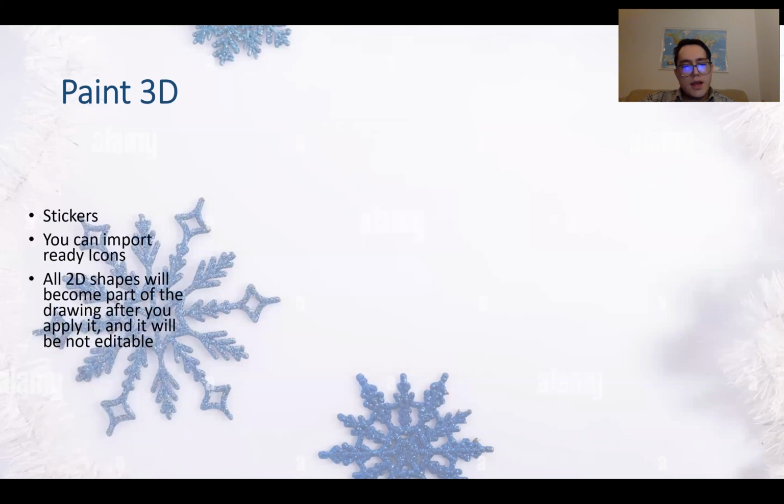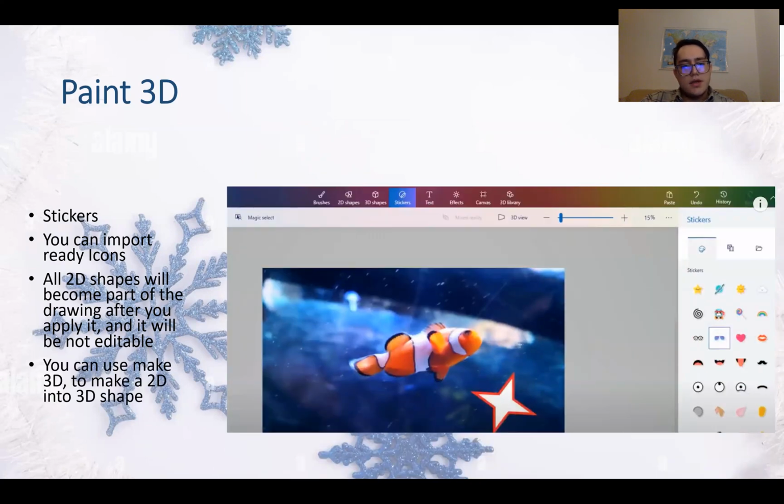Stickers. You can import ready icons, all 2D shapes, and all 2D shapes will become part of the drawing after you apply it, and it will not be editable. You can use make 3D to make a 2D into a 3D shape.